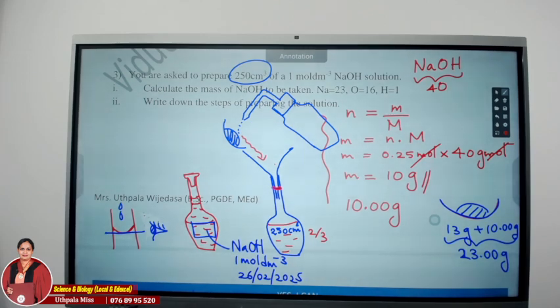These are volumetric flasks, wash bottle, watch glass, funnel. These are the things needed. Right now I have explained the method and showed you a video also.